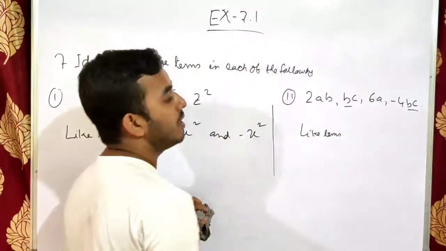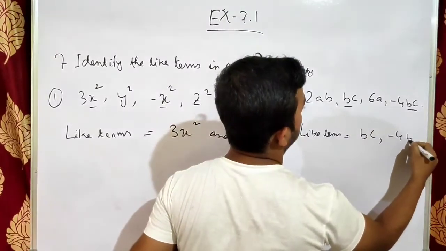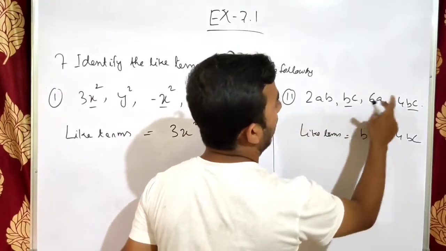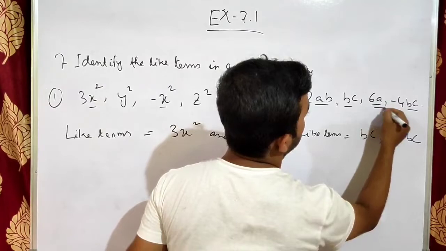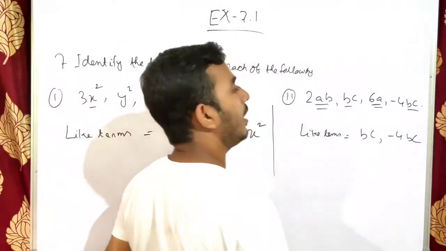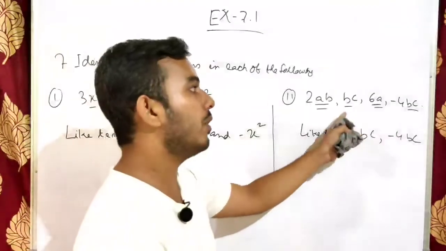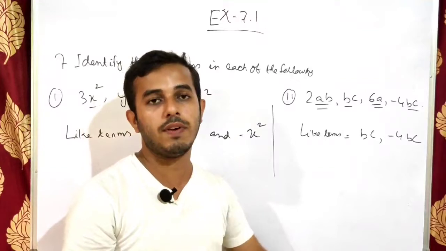Okay, bc same, so like terms equals what? bc, comma, minus 4bc. Okay, these are not like terms, because these have a and these have both a and b, and these have only a. So this will be unlike terms. Like terms are bc, this one also is bc, and the fourth one also is bc. Okay, like this you can find out the like terms.